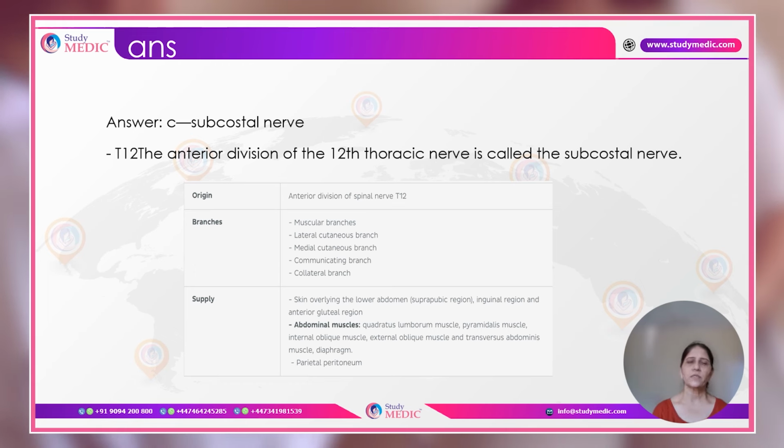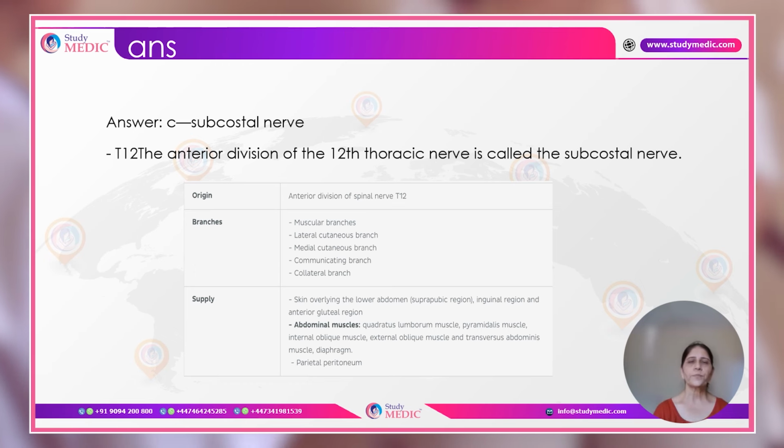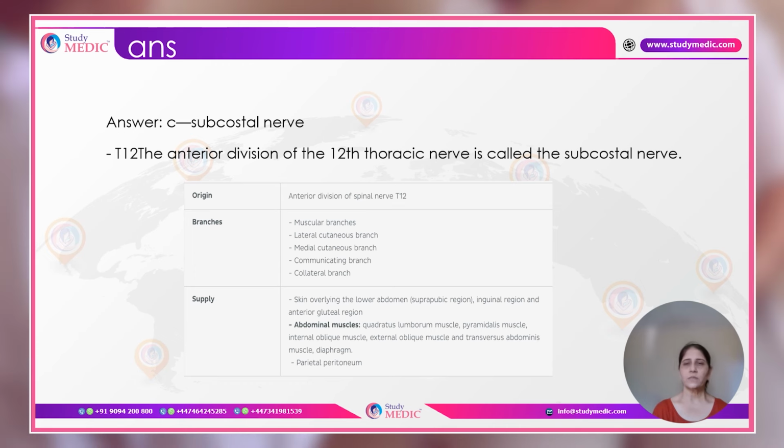It supplies other muscles of the anterior abdominal wall also. So pause the video here and see which are the other muscles that are supplied by the subcostal nerve, or the anterior division of the 12th thoracic nerve.